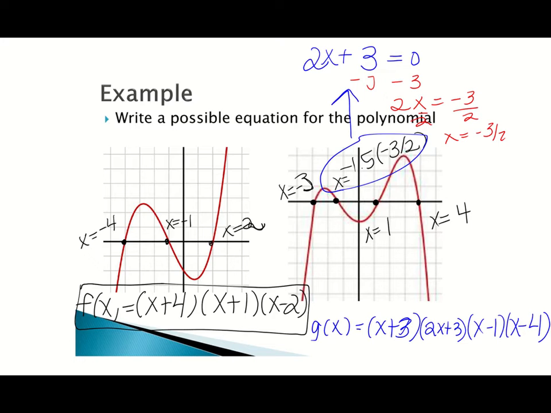Now the last thing I need to account for is, is this a positive or negative function? So since I am ending negative, my arrow's going down, I have a negative function, which means I need to place a negative out in front here. So my function would be g of x equals negative x plus 3 times 2x plus 3 times x minus 1 times x minus 4.